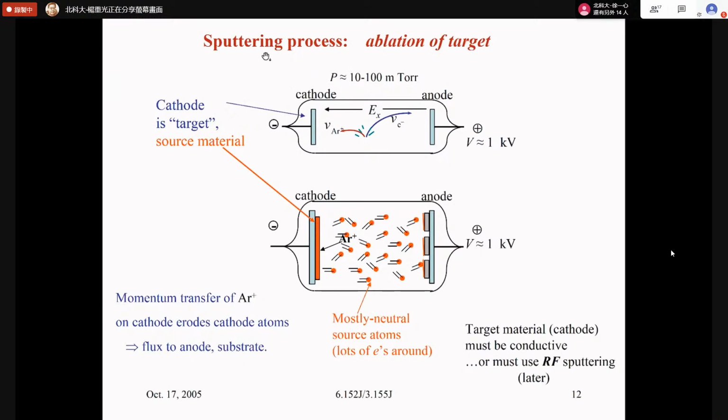So the sputtering process, in easy words, is ablation of the target. Ablation, what is ablation?